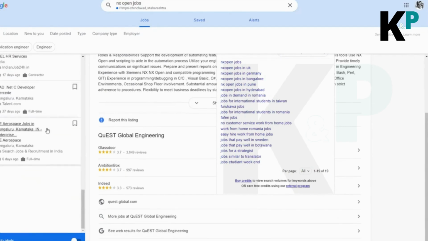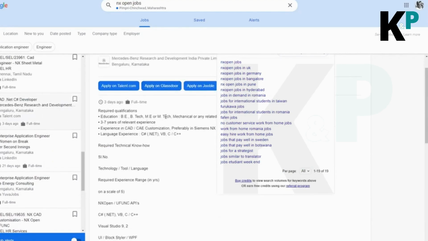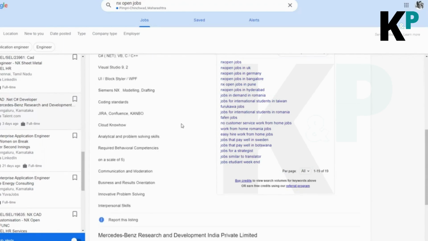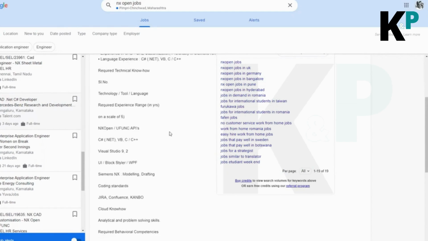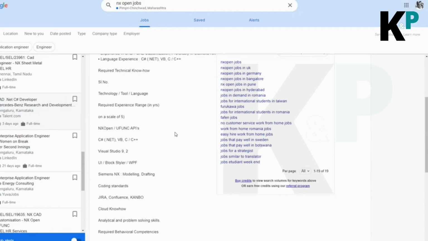Then I will jump to Mercedes. BE, BTech, MTech, Mechanical. So you can see this is relevant for mechanical. Though they are asking for programming skills, it is a mechanical education background they are looking for. 3 to 7 years of experience. They look for NXOpen, Ufunc, C Sharp or .NET, Visual Studio, UI Block Styler, NX Modeling, Drafting, Coding Standards. So they are looking for a mix of this.